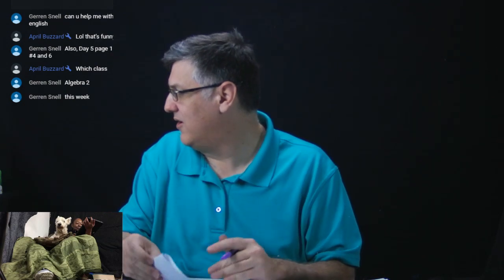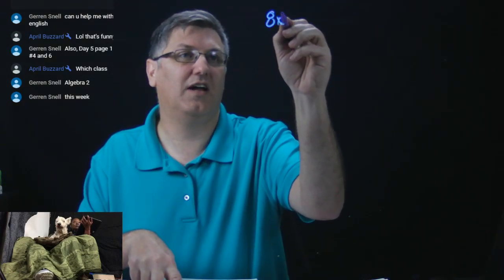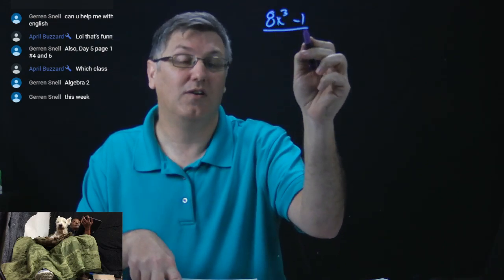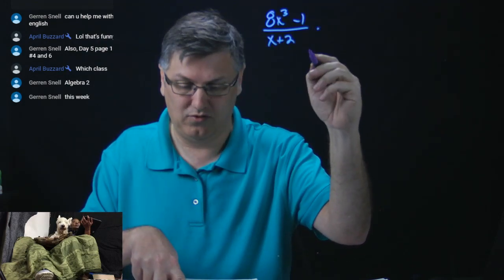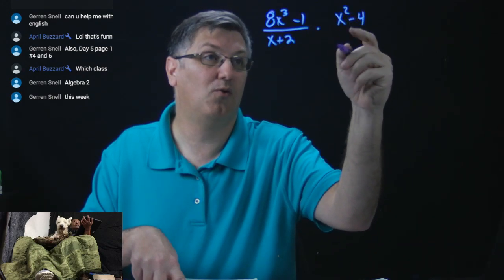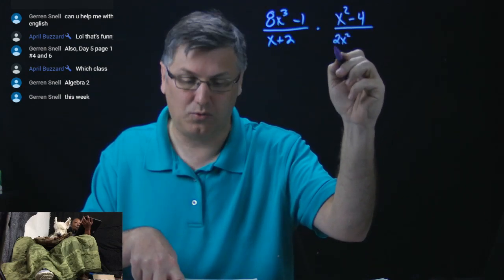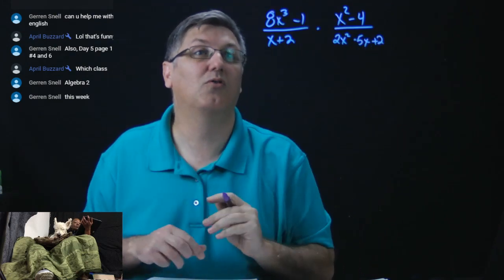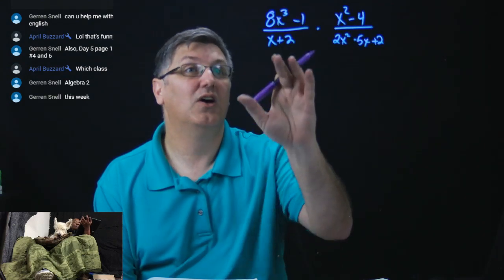Okay, so number 4. Let's start at number 4. All right, number 4. 8x cubed minus 1 — hey, that's a difference of cubes — over x plus 2, times x squared minus 4 — hey, that's a difference of squares — over 2x squared minus 5x plus 2. Okay, first thing we have to do is factor everything. Rational functions: factor, factor, factor.